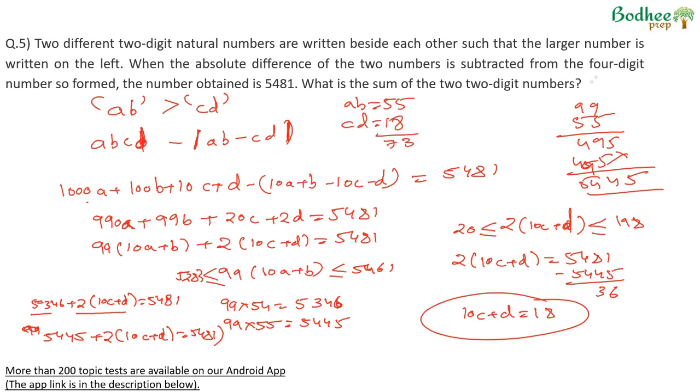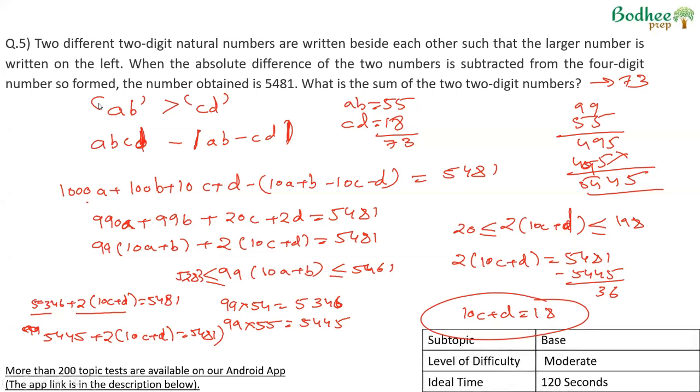The sum will come out to 73. Again, I think this question would be a moderate to high level of difficulty question, about 2 to 2.5 minutes to solve it. But again, even at this point, there are two ways of going about the question.